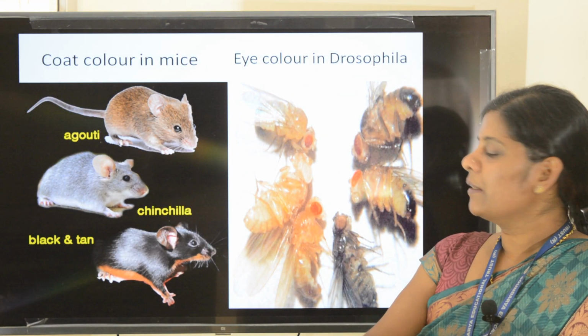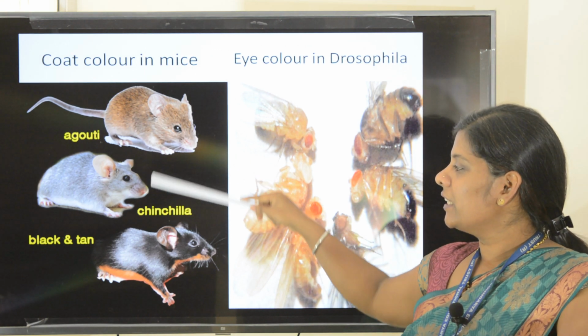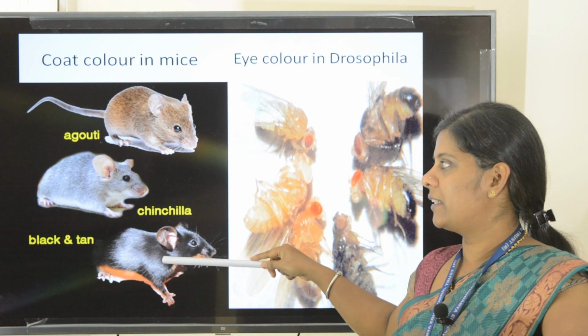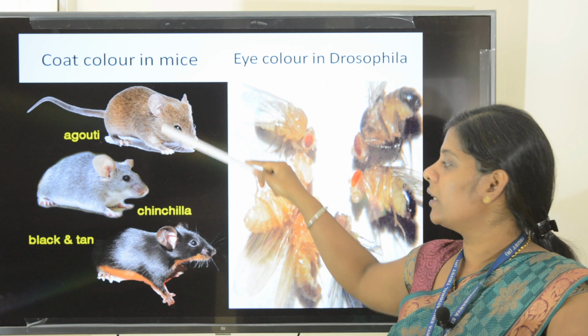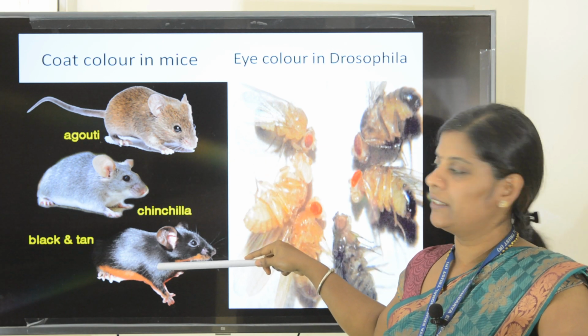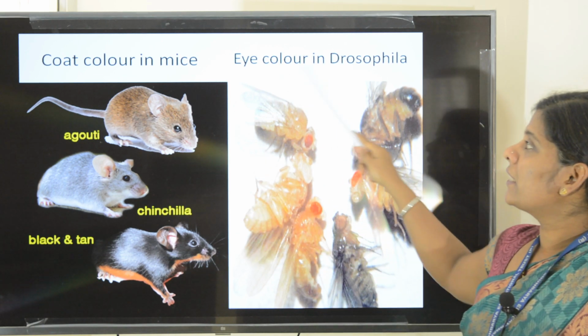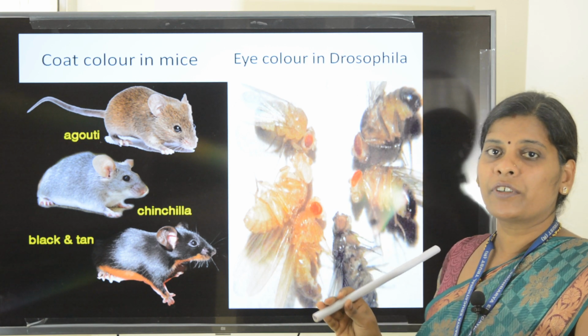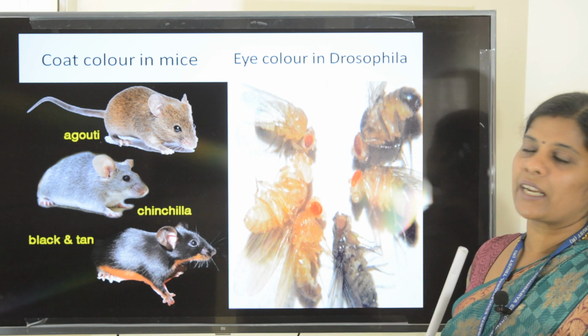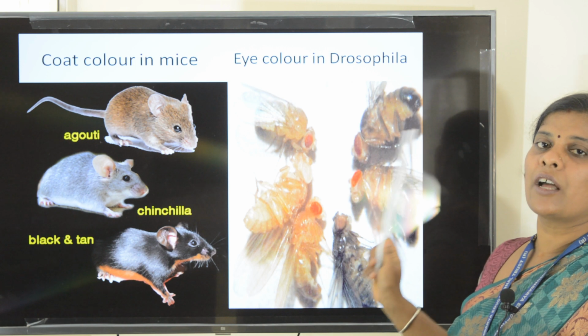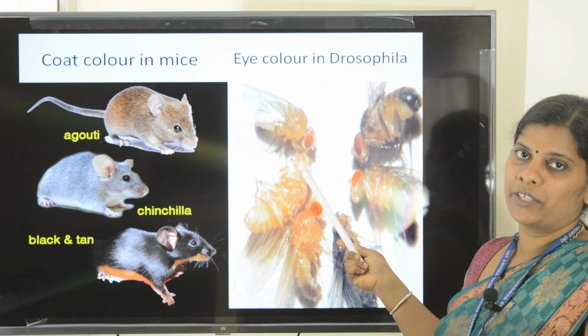Next, coat color in mice. Here you can see agouti, chinchilla and black. Agouti is dominant over chinchilla and black. In case of eye color in Drosophila, nearly 14 different types of eye color are present. Here red eye is always dominant over white.